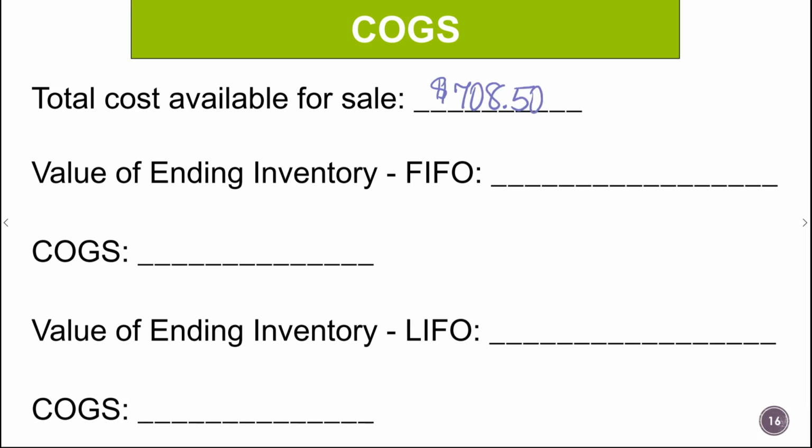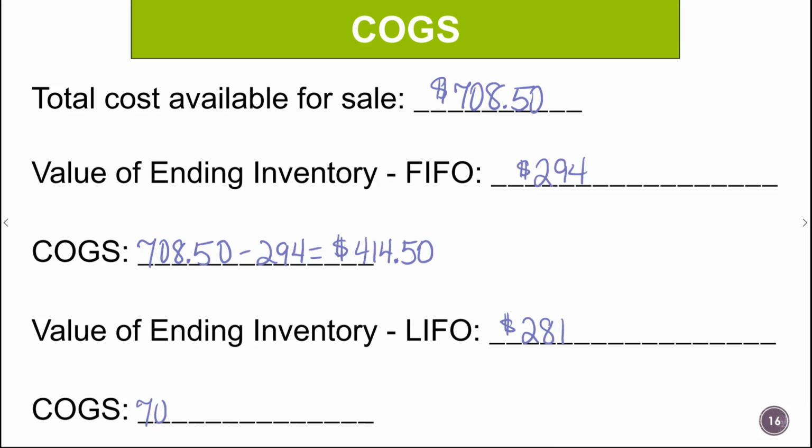We had the $708.50. When we figured it with first in, first out, our ending inventory was $294. So we subtract those two numbers, and cost of goods sold for this method was $414.50. So that's how much we sold for the year. With the last in, first out method, our ending inventory was $281. Once again, we're going to subtract. So that leaves us with cost of goods sold of $427.50.